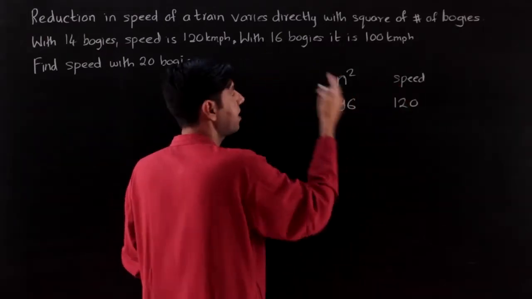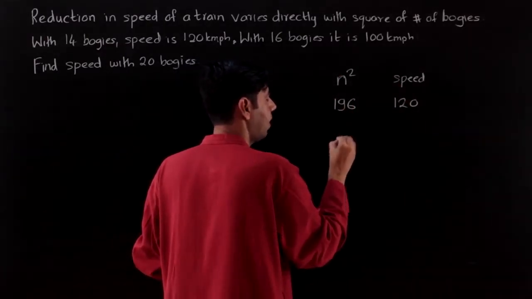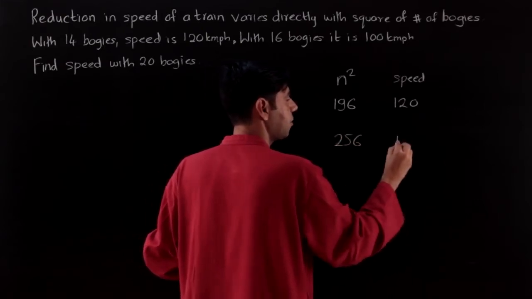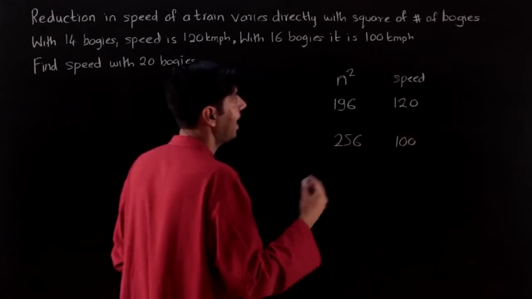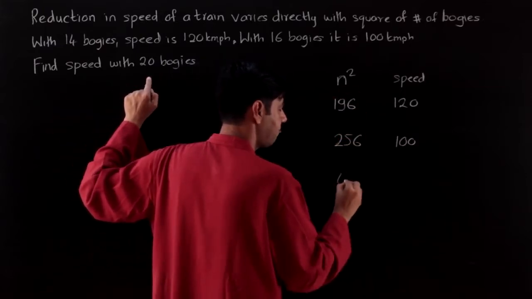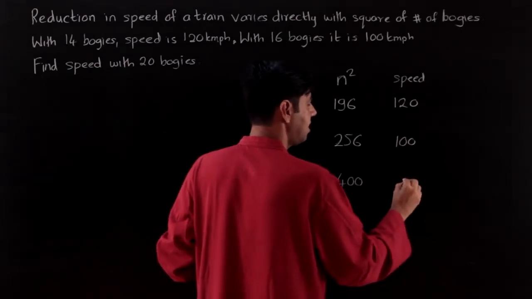With 16 bogies, n square is going to be 256. With 256, the speed drops to 100. And the question is asking with 20 bogies. So if n is 20, n square is going to be 400. What is the speed?